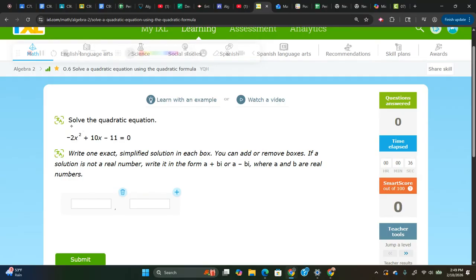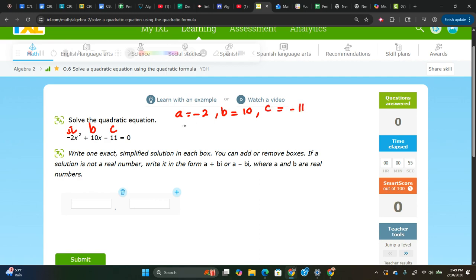Alright, so A right here. Let's do it again. Okay, A, B, and C. So you can see A equals -2, B equals 10, and then C equals -11.